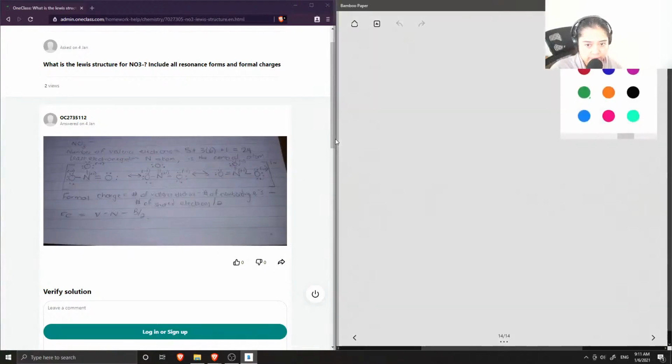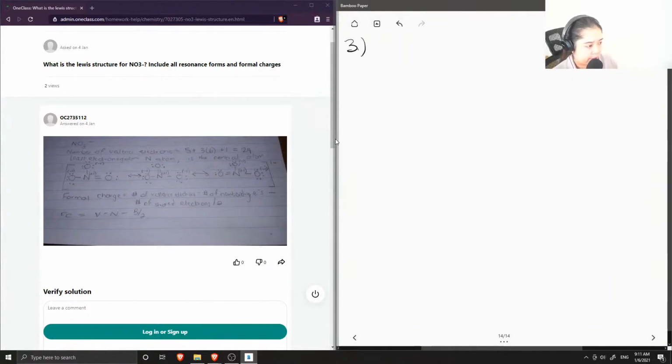Number 3. What is the Lewis structure for the nitrate ion? So NO3 minus. Include all resonance forms and formal charges.